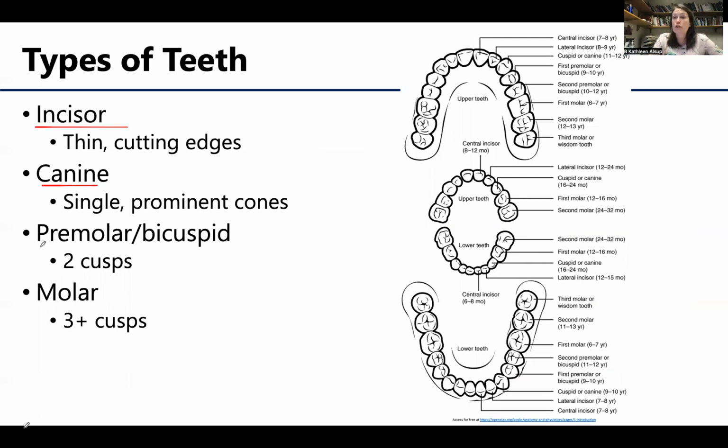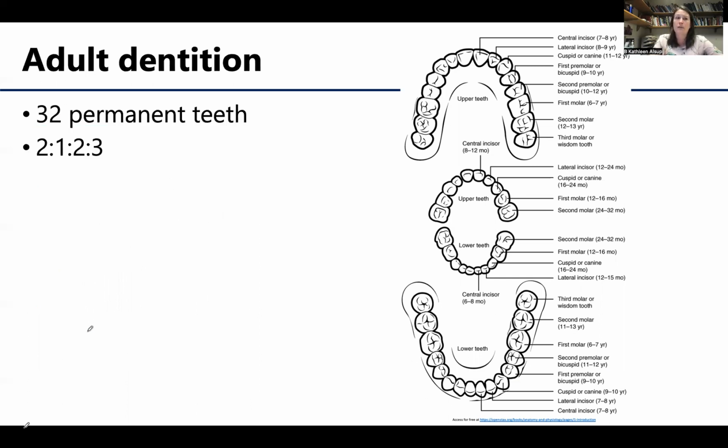You're going to have premolars or bicuspids. These have two cusps, as the bicuspid would indicate. And then you're going to have molars, which are your most posterior teeth. These generally have 3 or more cusps associated with them. In all, most individuals will have 32 permanent teeth, so both maxillary and mandibular all together. Individuals that don't have third molars will have less, and then certainly you can lose teeth throughout your life due to extraction or just loss over time.